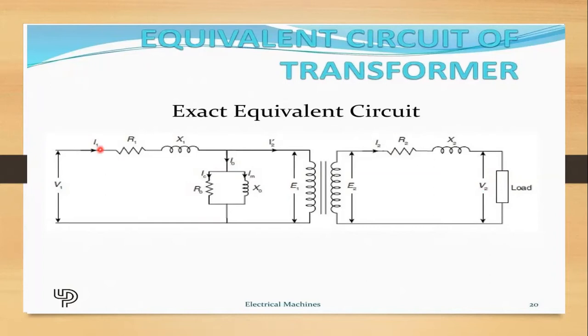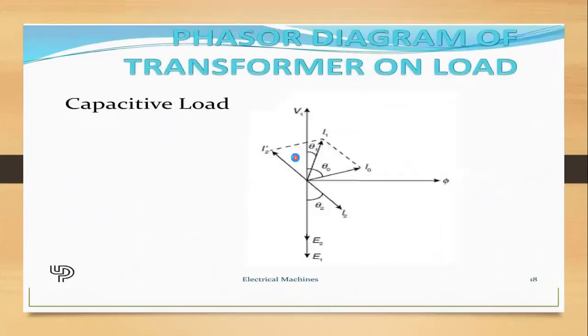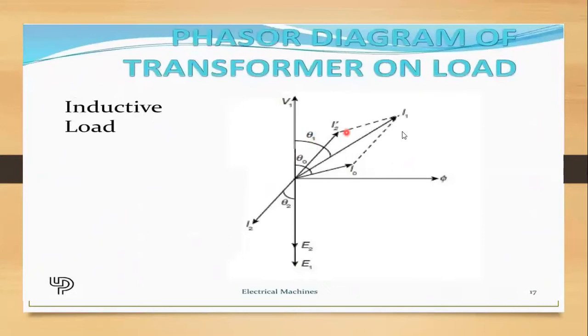It is called the actual primary current. I1 is equal to I0 plus I2 dash, as already explained in the previous lecture using the phasor diagram. In the phasor diagram, this I1 current is equal to I0, the no load current, plus I2 dash. I1 is the resultant of I0 and I2 dash, whether it is a resistive load, capacitive load, whatever it is.